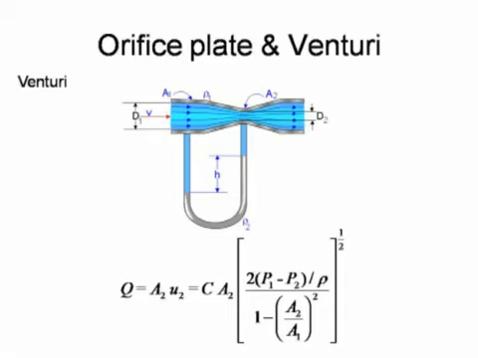So Q in meters cubed per second is equal to A2 times U2. And of course it's the same flow rate at position 1 as position 2. That's our continuity equation again, that what goes in comes out.